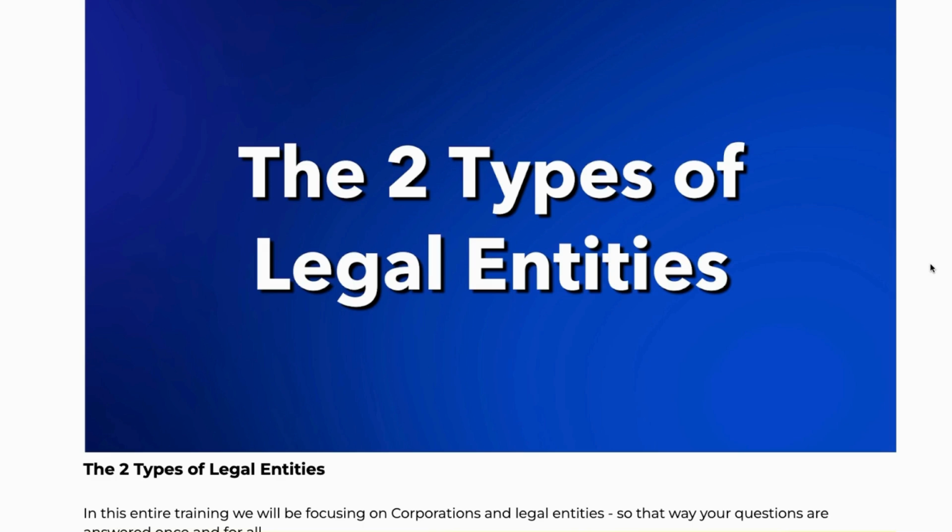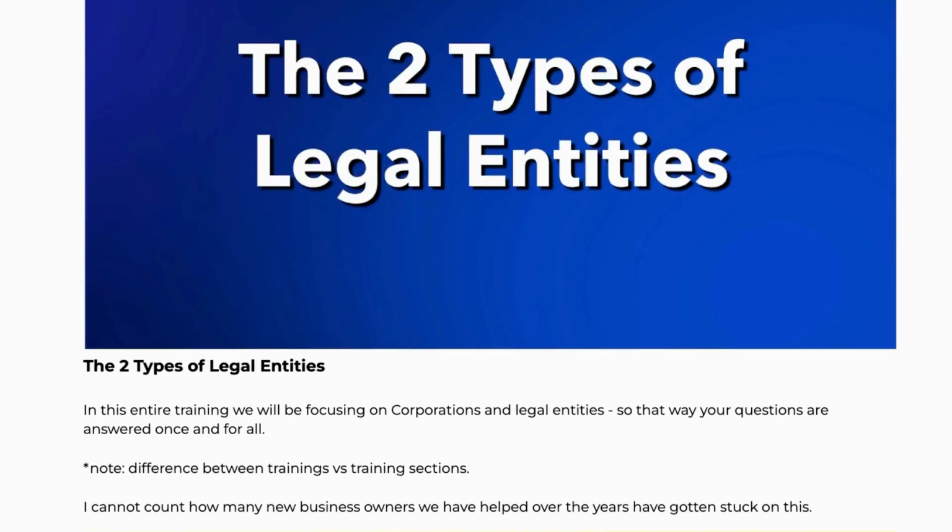We're going to first talk about the foundational understanding, and then the second half of this training, I want to make a very clear distinction here. Sometimes people get confused by this, so I'll make it very clear. What you are going through right now is the entire training about legal entities and business corporations. Within this training, there are multiple training sections. So what you are going through right now is the training section for the two types of legal entities.